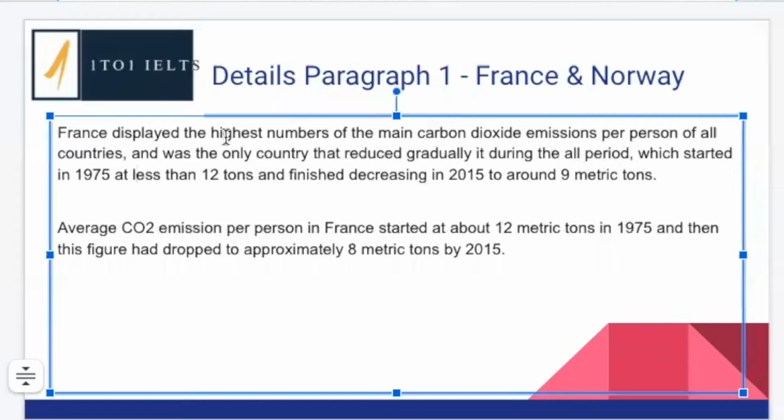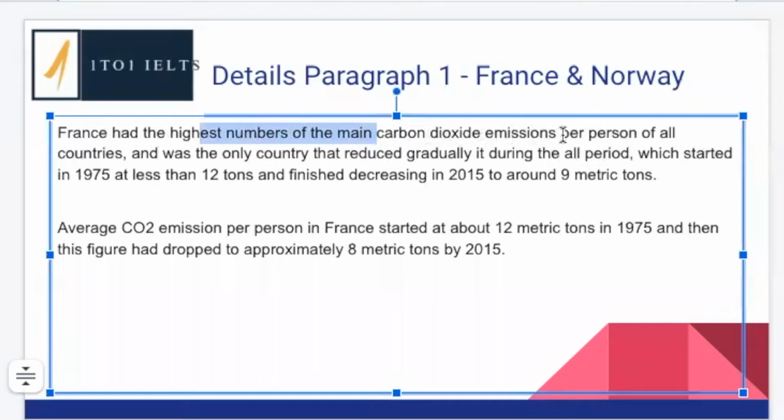So France displayed the highest numbers of the main carbon dioxide emissions. So rather than France displayed the numbers, to display means like France went out and they showed everyone these numbers. So France didn't really display. What would be a better verb here? Tamara had, yes, much better. So especially with these superlatives, the verb have is very natural. France had the highest numbers of main carbon dioxide emissions.